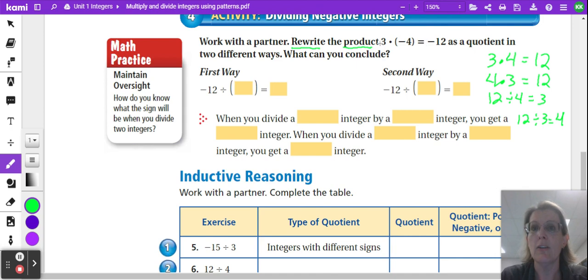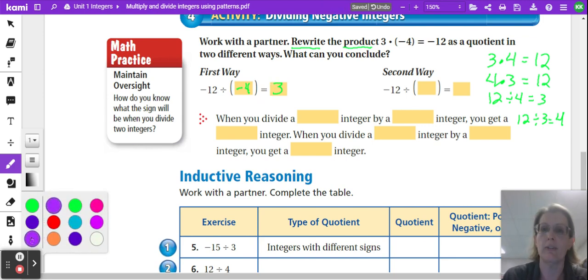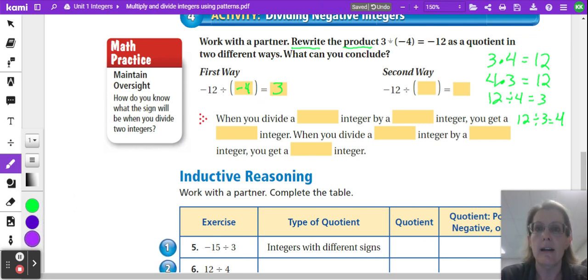So if 3 times negative 4 is negative 12, then negative 12 divided by negative 4 has to be positive 3 based on the number family. I'm going to get a darker color so it stands out. And then we already used negative 4, so we have to do the other number family. Negative 12 divided by positive 3 is going to be a negative 4.